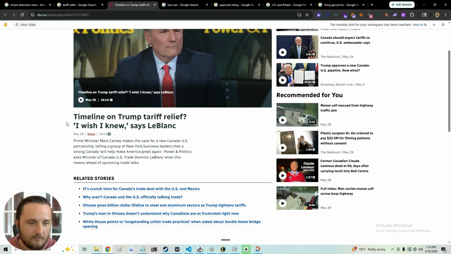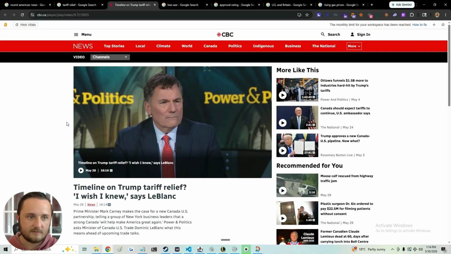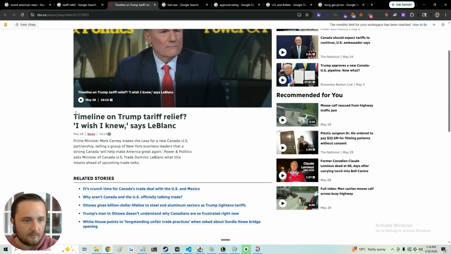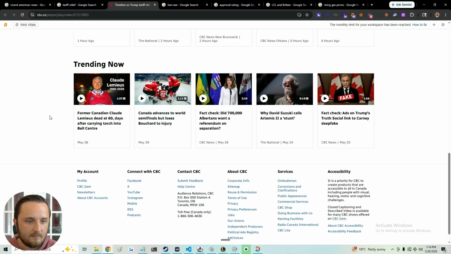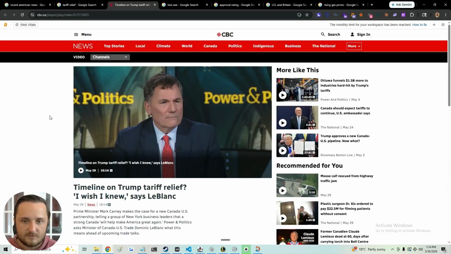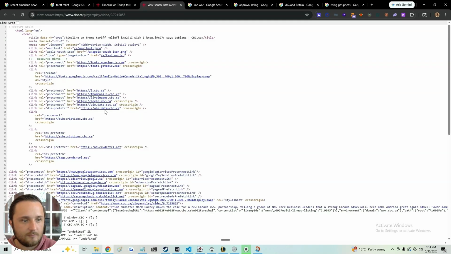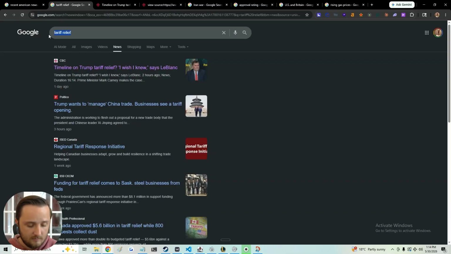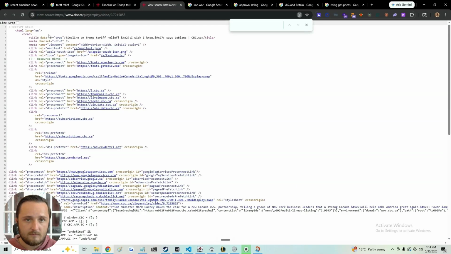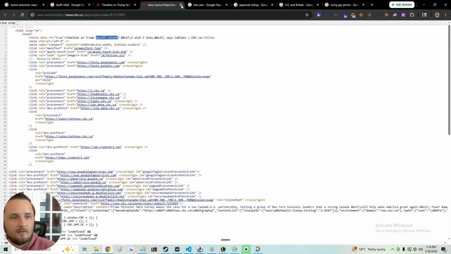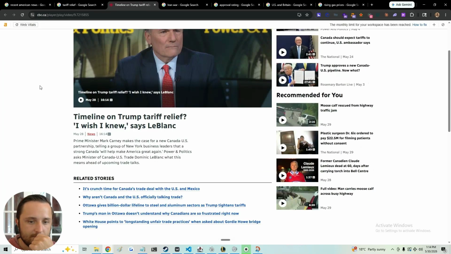So this is just a quick little excerpt. There's not really too much on this, which is interesting that it's ranking at the top. So we'll do view page source. And then what was our keyword? Our keyword was tariff relief. 16 times. That's interesting.